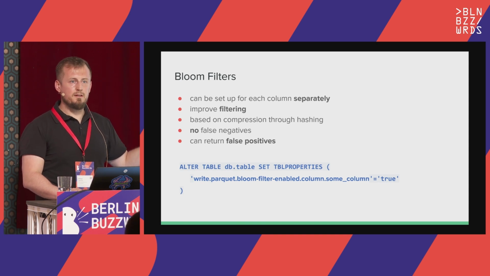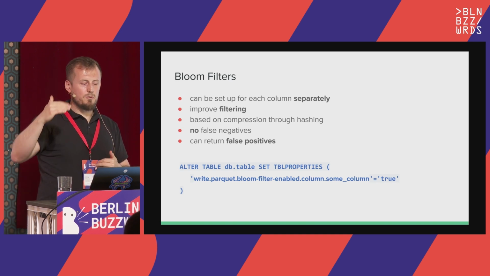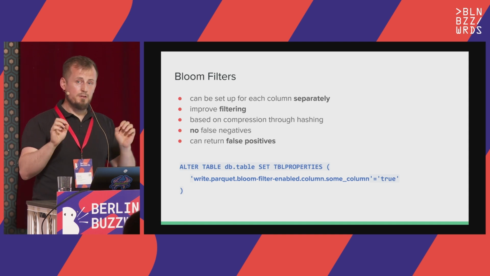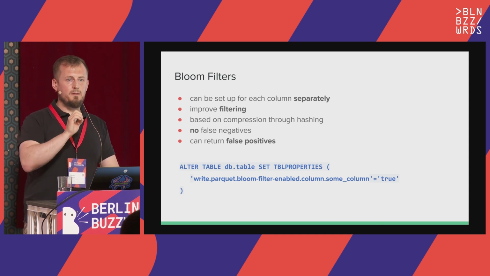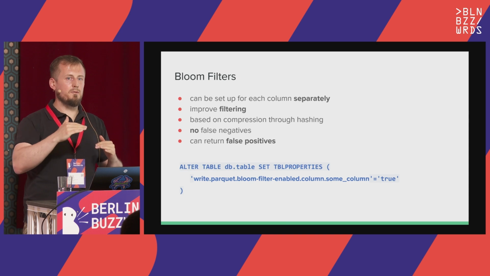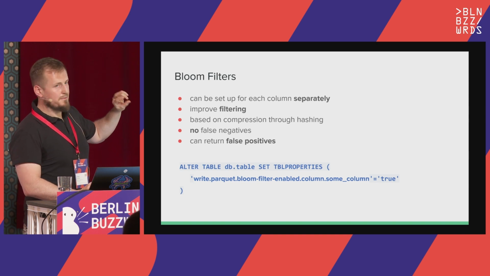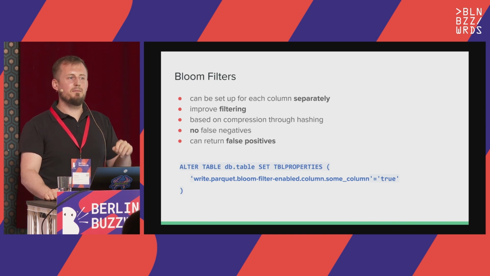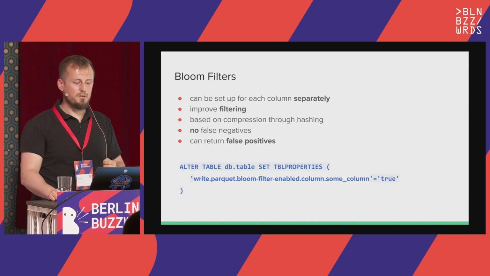And Bloom filters are data structures that are basically doing hashing of the entire row group in a Parquet file. And what they do is that they have no false negatives. So if a Bloom filter tells you that a certain value doesn't exist, it is always right, 100%. However, it has a flip side. If it tells you that a particular value exists, it can be a false positive because of the compression through hashing, the way it works.